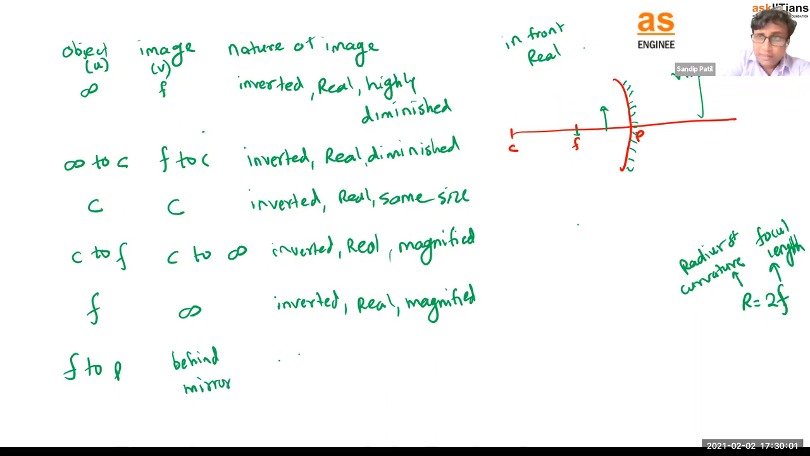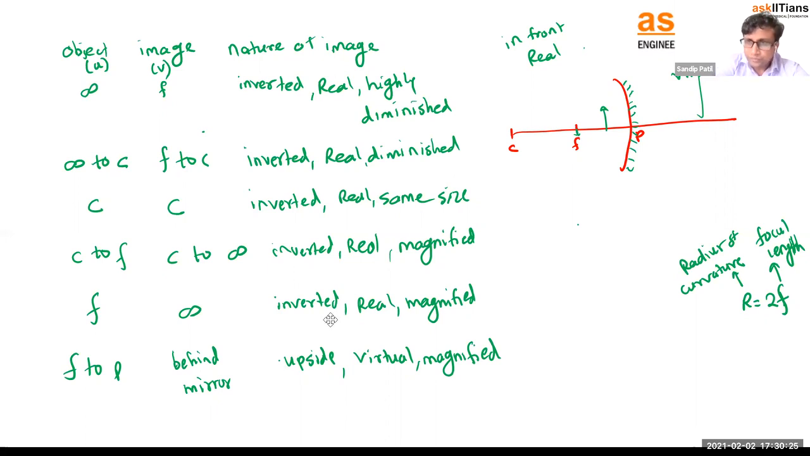And the image will be, now in this case it is upright, or it is called erect, meaning straight upward, we can say, right? Simple. And it is virtual. This is the only case when we are getting the virtual image. And again you can see it is a magnified image. So these are the different cases you should remember for the concave mirror, right?